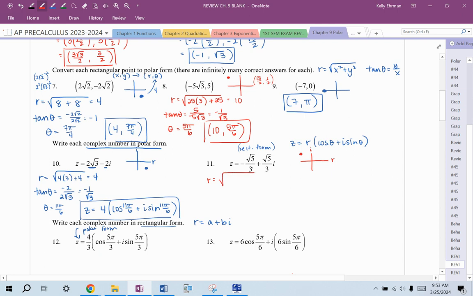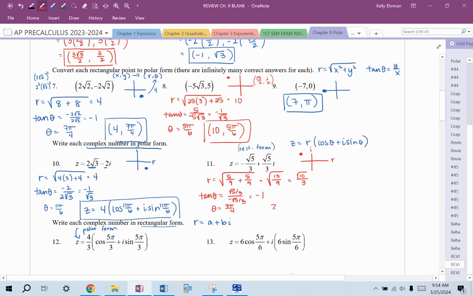So when you square negative radical 5 over 3, it becomes positive 5 over 3 squared, which is 9. Same thing for this one. 5 ninths plus 5 ninths is 10 ninths. And then separate the numerator and denominator. So radical 10 over the square root of 9, which is 3. Tangent of theta is equal to radical 5 over 3 over negative radical 5 over 3, which divides out to negative 1. We're in quadrant 2, so theta should be 3 pi over 4.